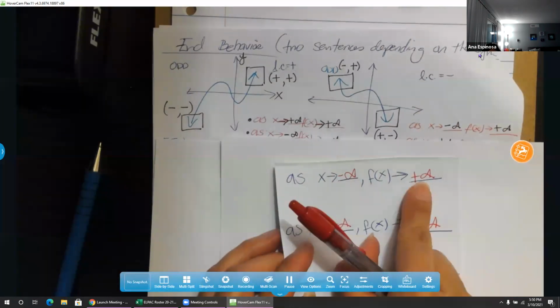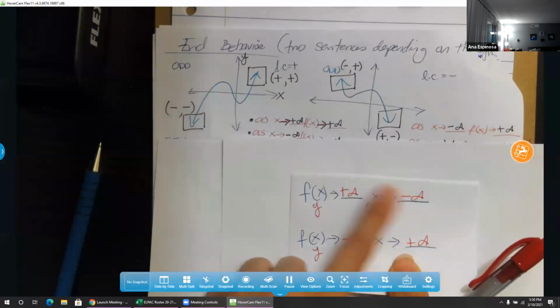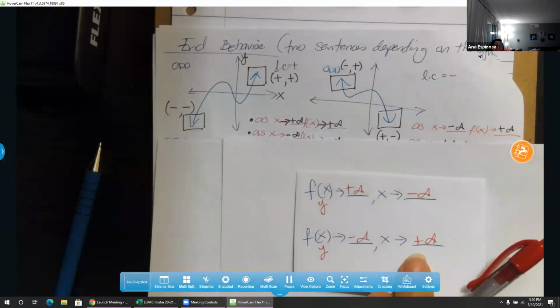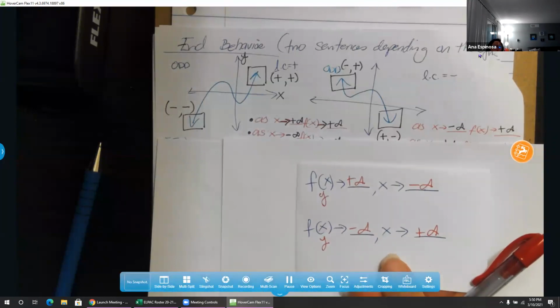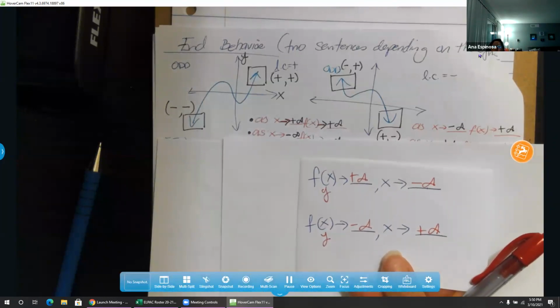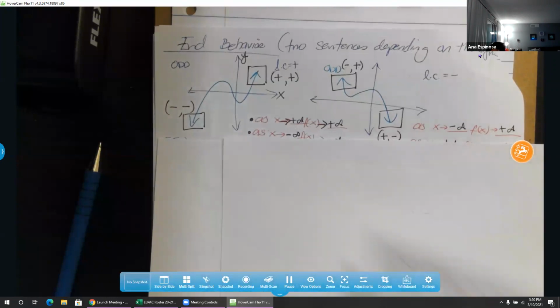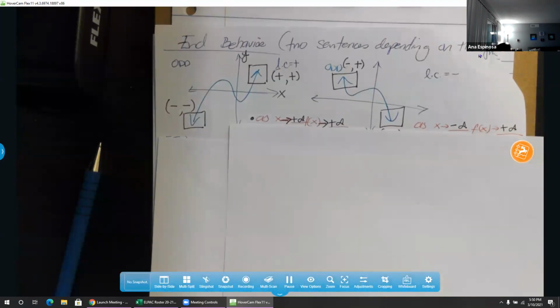We have negative, positive, and over here we have positive, negative, because that was the y. So it depends on what the book is teaching, on how it's teaching it. It doesn't matter. You always have to be aware of who's x, who is y, and state them in that order. Okay, so that is basically how you do the end behavior.